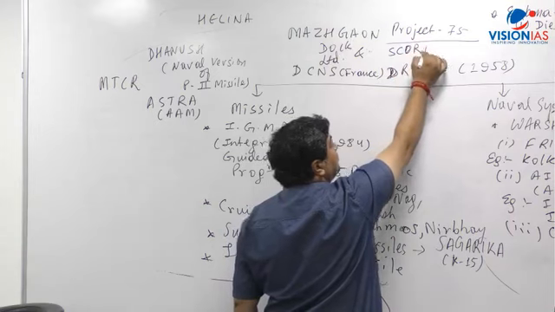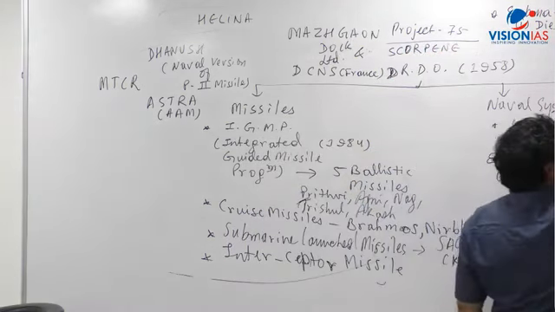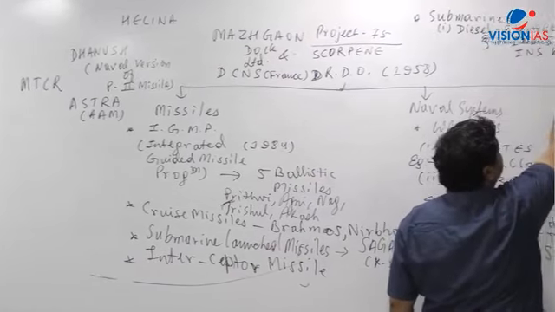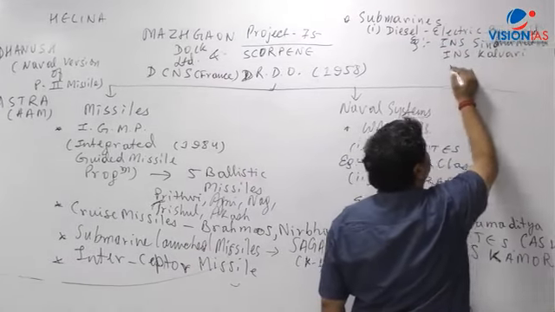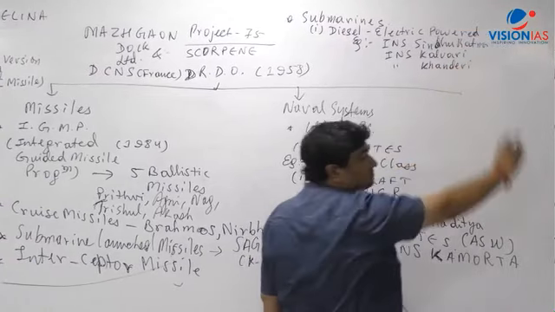There is a name given, Scorpion. Scorpion class submarine. So now I am giving the name here. INS Calvary was commissioned and INS Khanderi. This year we had Khanderi.